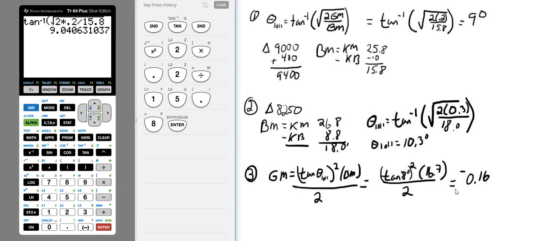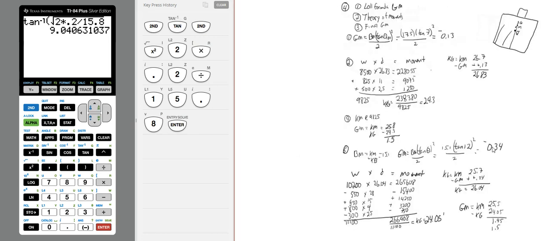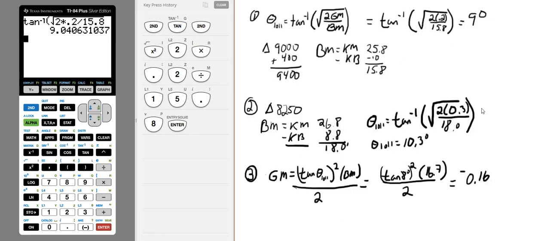Okay, now I'm going to do problem 3. Problem 3 is the same formula, except the first one was solved for angle of loll. Now we're going to solve it for GM. So the whole thing is rearranged. So here's the formula now. GM is tan of the angle squared times BM divided by 2. So I'm going to do that one now.